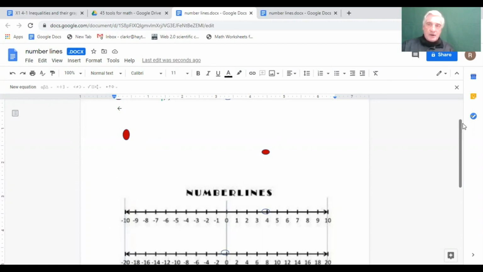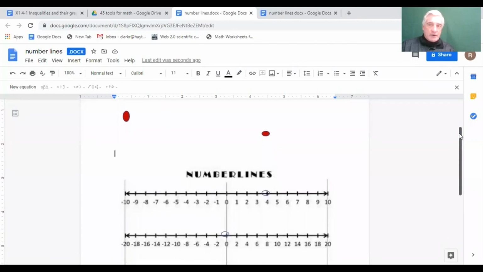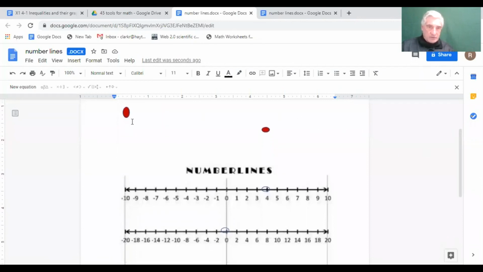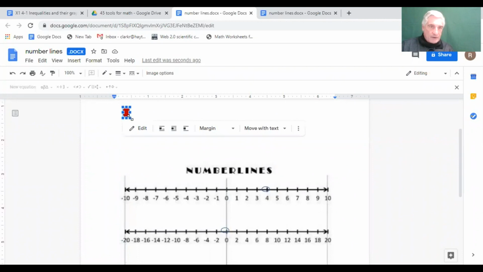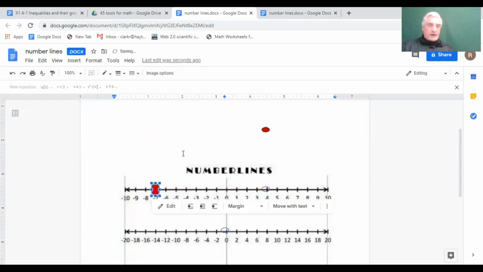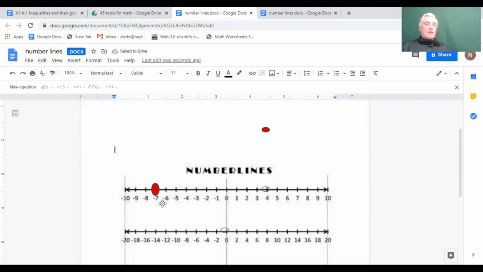Now, what happens when I put greater than or equal to? Equal to means we have a colored in dot. And here I have x is greater than or equal to -7. Greater than or equal to -7, we put it at -7, it's equal, so we color it in, and then we draw a line toward the right.